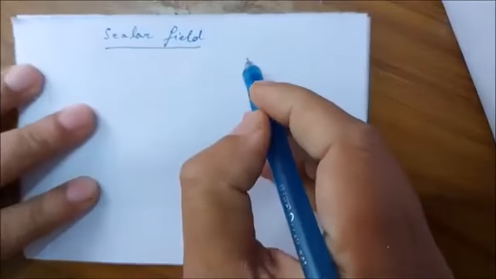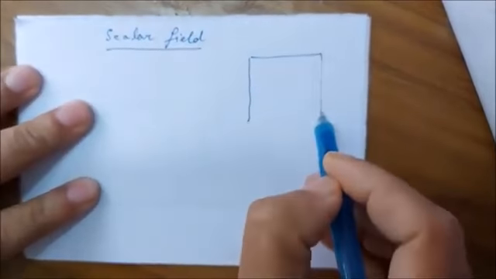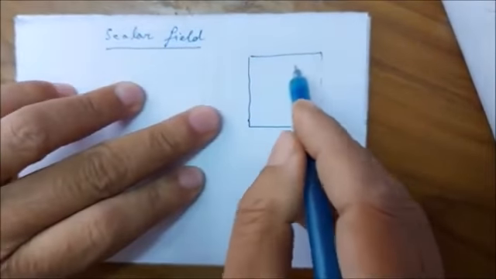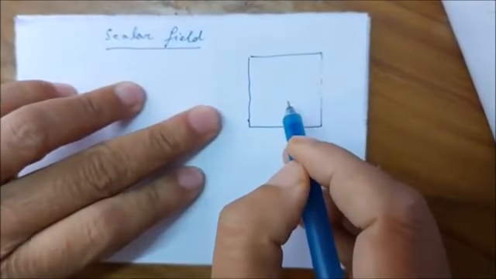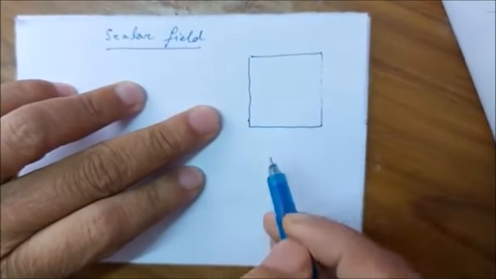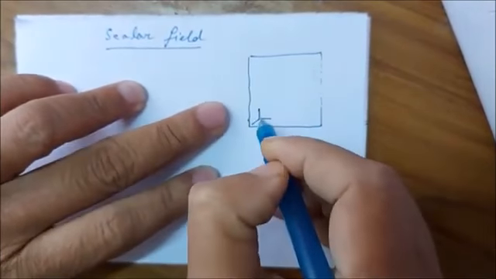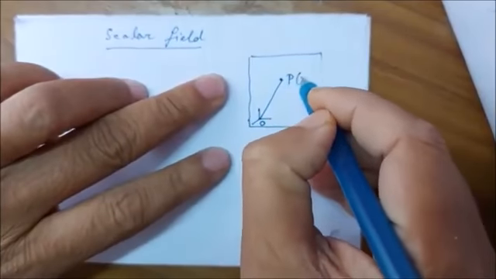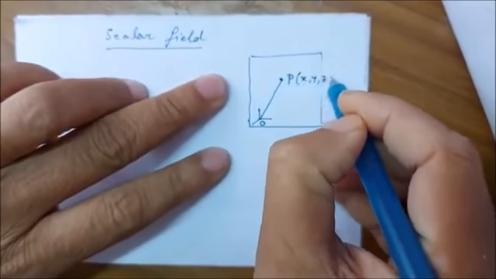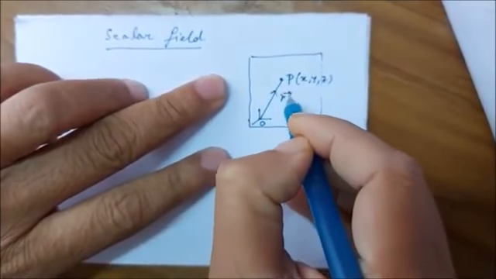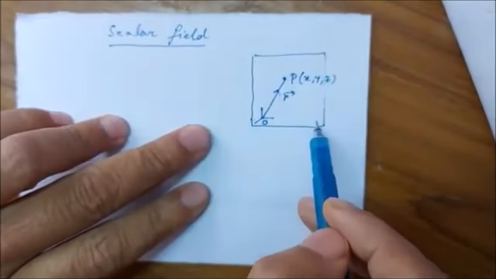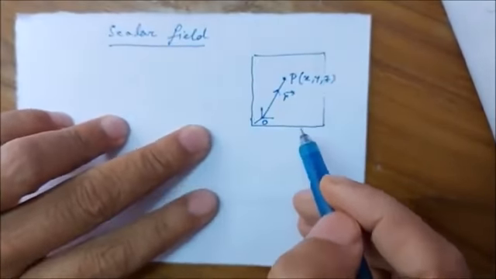Let us define what we mean by scalar field. Consider a region of space, and at each and every point in this space we can measure temperature. Suppose this is the origin and a typical point or a representative point is P. The coordinates are x, y, z, and this is vector r. So for all such points in this region there is a temperature.